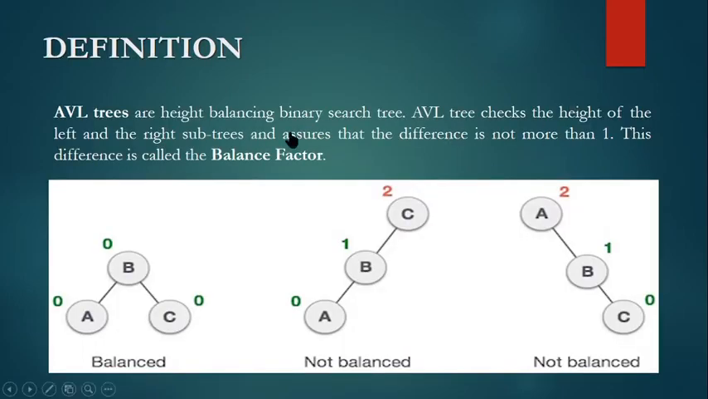The definition: the AVL tree, or height balancing binary search tree, checks the height of the left and the right subtrees and assures that the difference is not more than 1. This difference is called the balance factor. Here the balance factor will be three numbers. We make sure the nodes fall under these three numbers, that is 0, 1, minus 1. That's your balancing factor that we are going to learn.